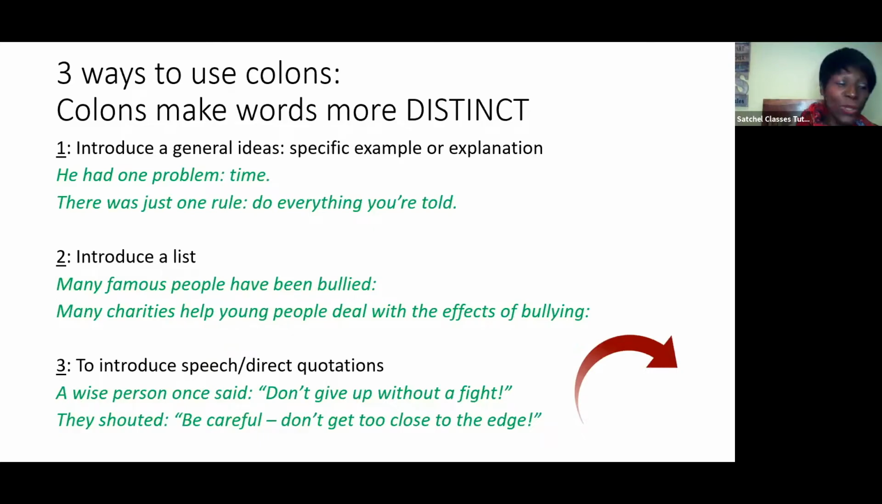And then colons can also be used to introduce speech or direct quotations. So the first one is non-fiction. A wise person once said: "Don't give up without a fight." So you can see that's a direct quotation being introduced by a colon. You could use a comma, but colons can also introduce speech and direct quotations. They shouted: "Be careful, don't get too close to the edge." And you can see this speech, an example of dialogue, is introduced with a colon.